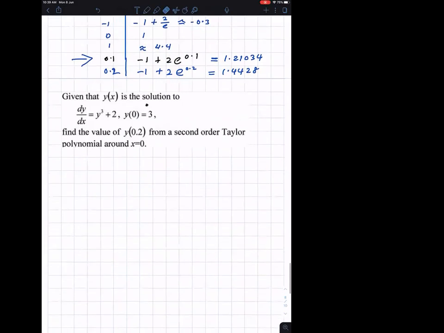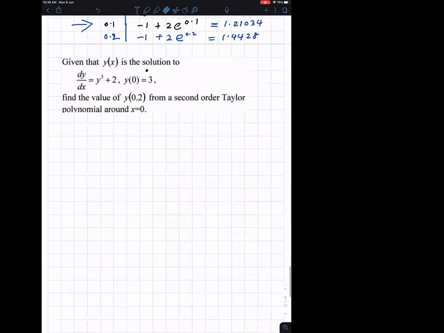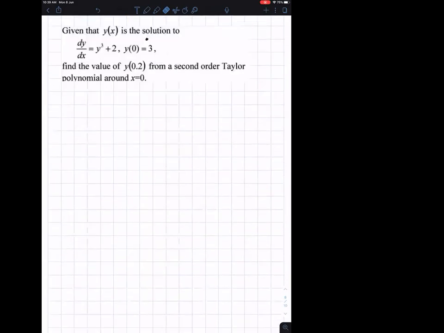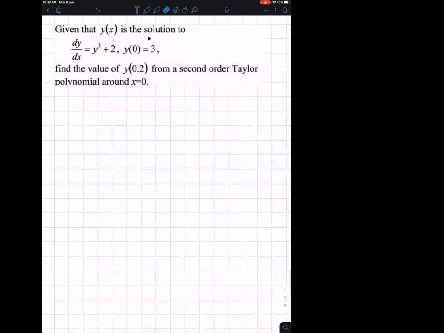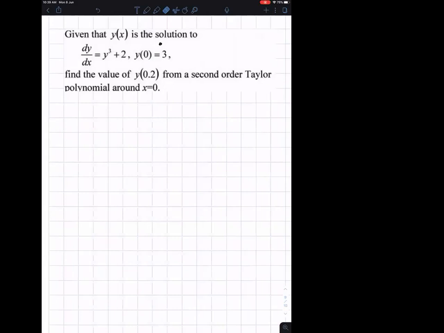Okay, let's do the next one. So this is the problem. Given y(x), last time I gave you guys this and asked you to practice. I'm sure none of you practiced this, but I'm going to do this now. Given that y(x) is a solution to this differential equation, and this is the initial point, find the value of y(0.2).